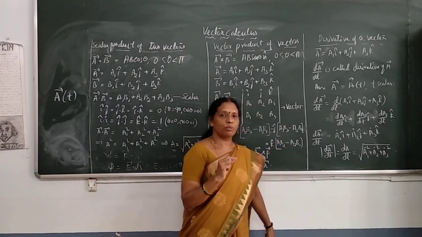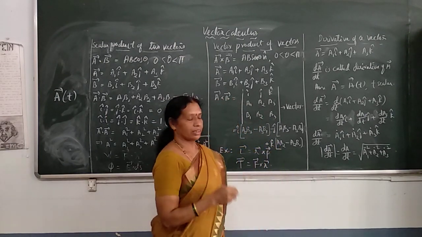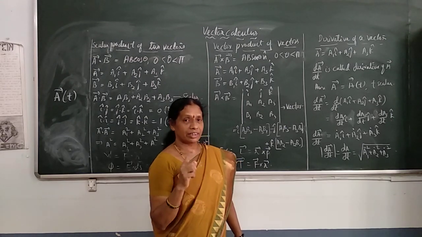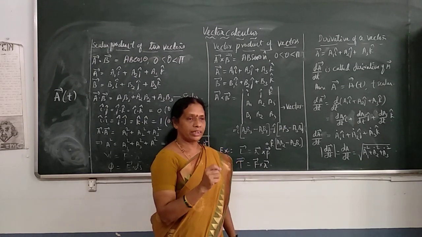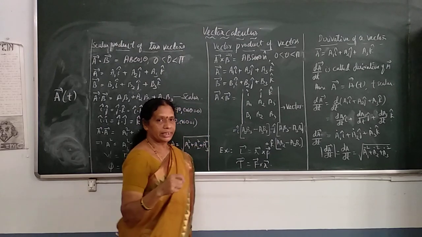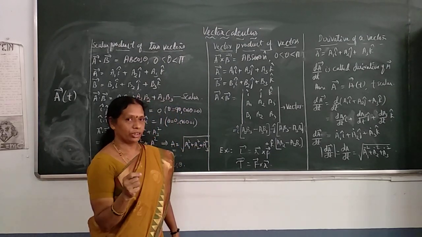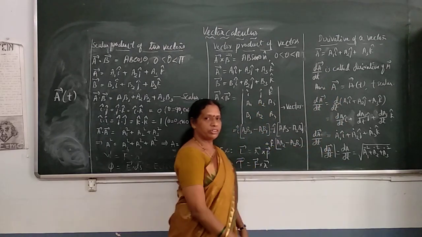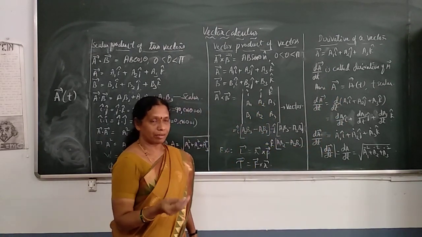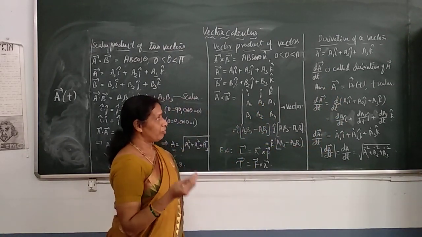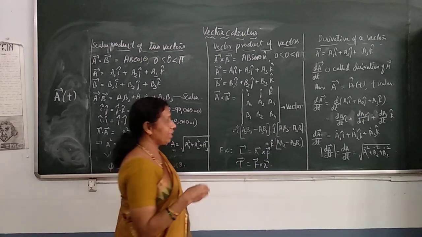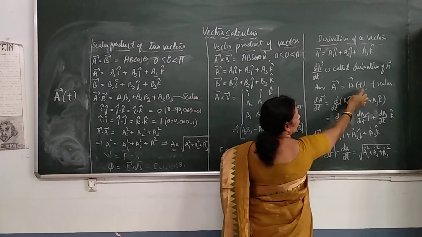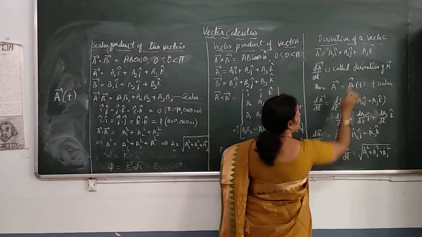Suppose there is a very small change in the vector A, say delta A, in a small time, say delta t. Then the limit of delta A by delta t with delta t tending to 0 is called the derivative dA vector by dt. It is the differentiation of A with respect to the scalar t, called the derivative of A. So here A is a function of the scalar quantity t.